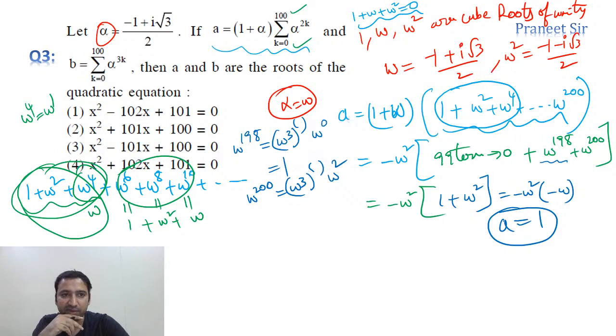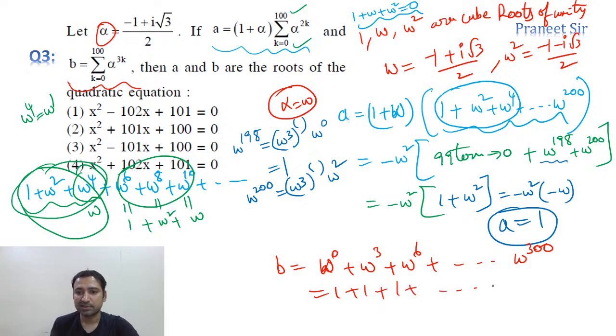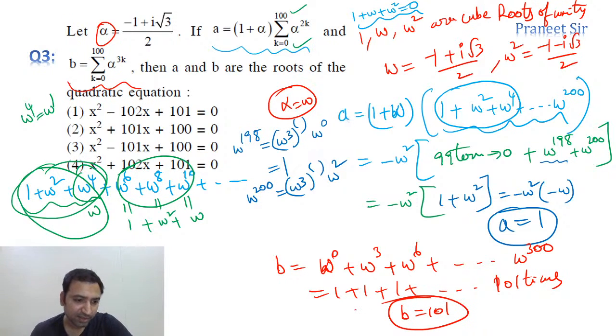So A is equal to 1, we got it, and the B value we need to calculate, guys. Let's see what the B value is. B is equal to alpha power 0, that means omega power 0, plus omega cube plus omega power 6, and so on up to omega power 300. All these are 1 only, guys. 1 plus 1 plus 1, how many times? 101 times. So B is equal to 101 we are getting, guys. Correct now?